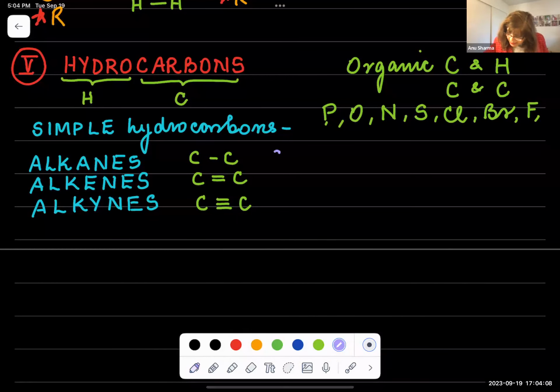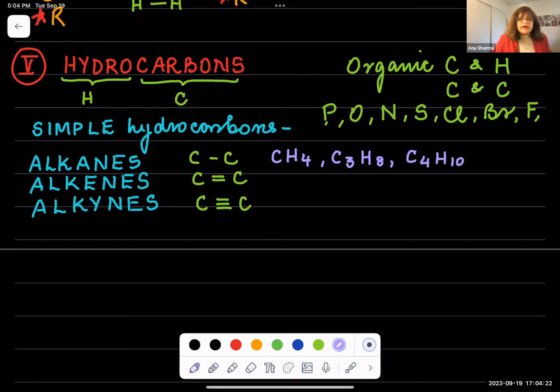Examples of alkanes are methane, and you have heard about propane, C3H8, and butane, C4H10, all those gases in the labs. Then there is the smell of ripe fruit, that is ethene, C2H4. And then acetylene, which is used in welding, C2H2.